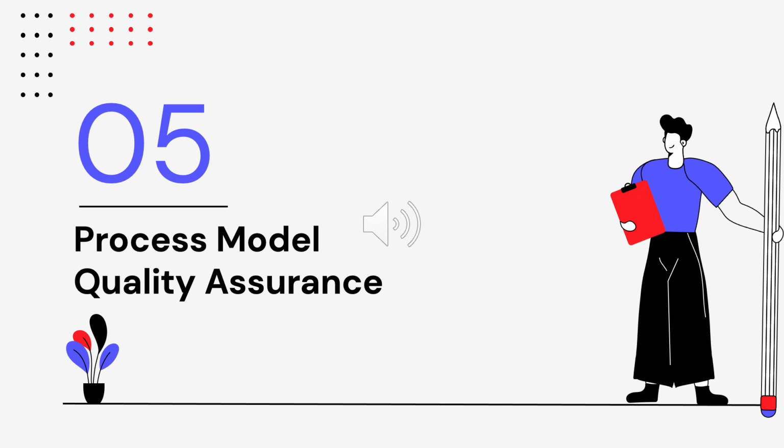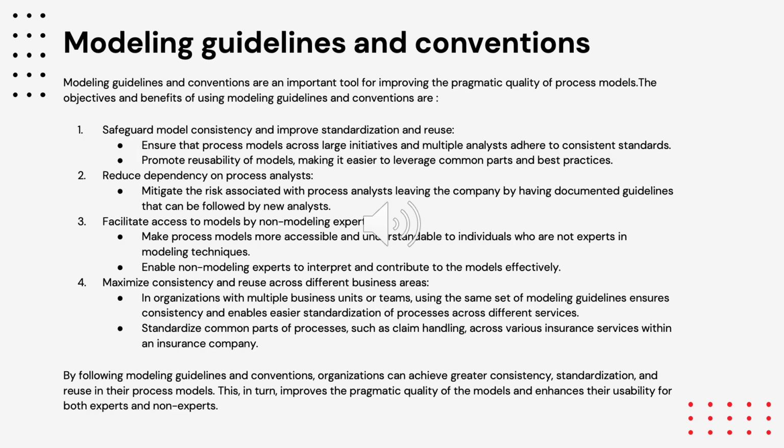In the 5th section, we're going to discuss the process modeling quality assurance and the 7 guidelines we're going to use to assure the quality of the process model. In this slide, we're going to discuss the modeling guidelines and conventions. Modeling guidelines and conventions are an important tool for improving the pragmatic quality of process models.